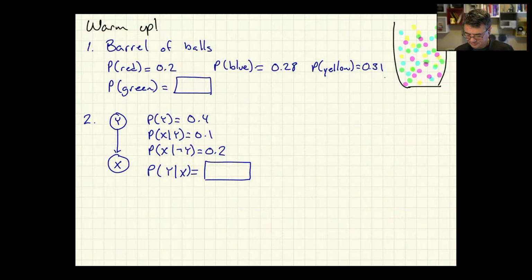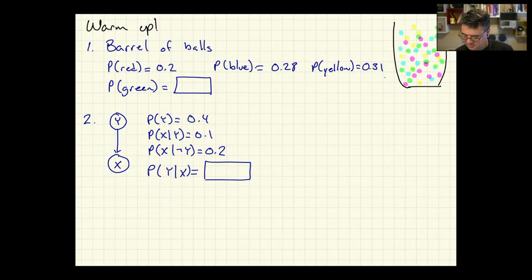So when we left off last time, we were talking about Bayes' rule. And I thought I would start off with a couple of warm-up questions. So these are problems for you to figure out, and then we'll go over the answer. Why don't we just do the first problem first, and then we'll work on the second one.